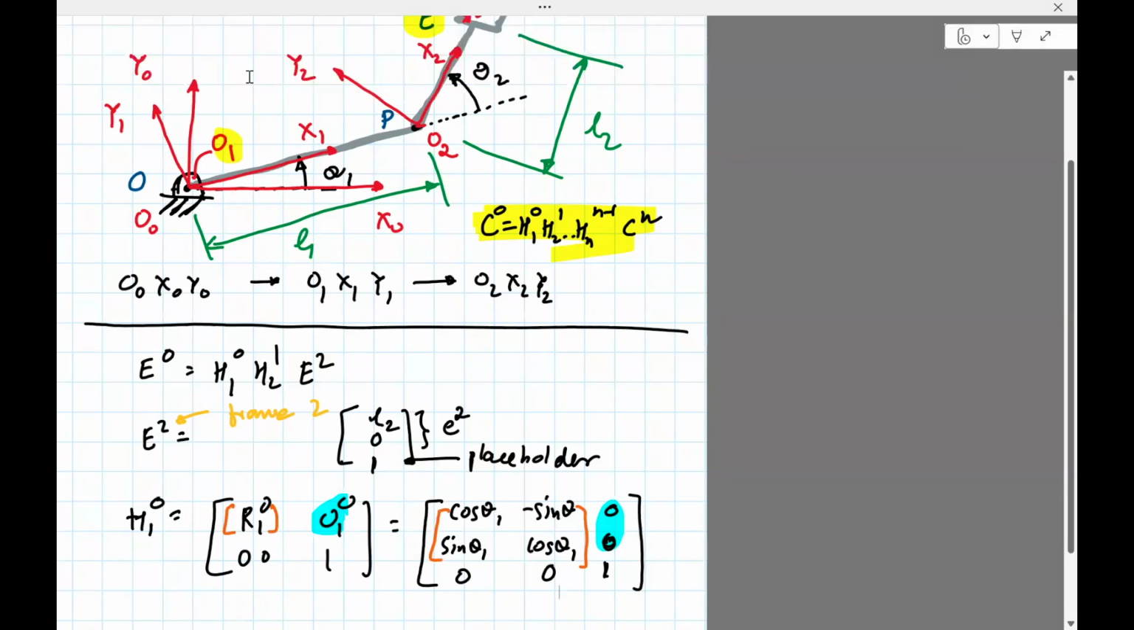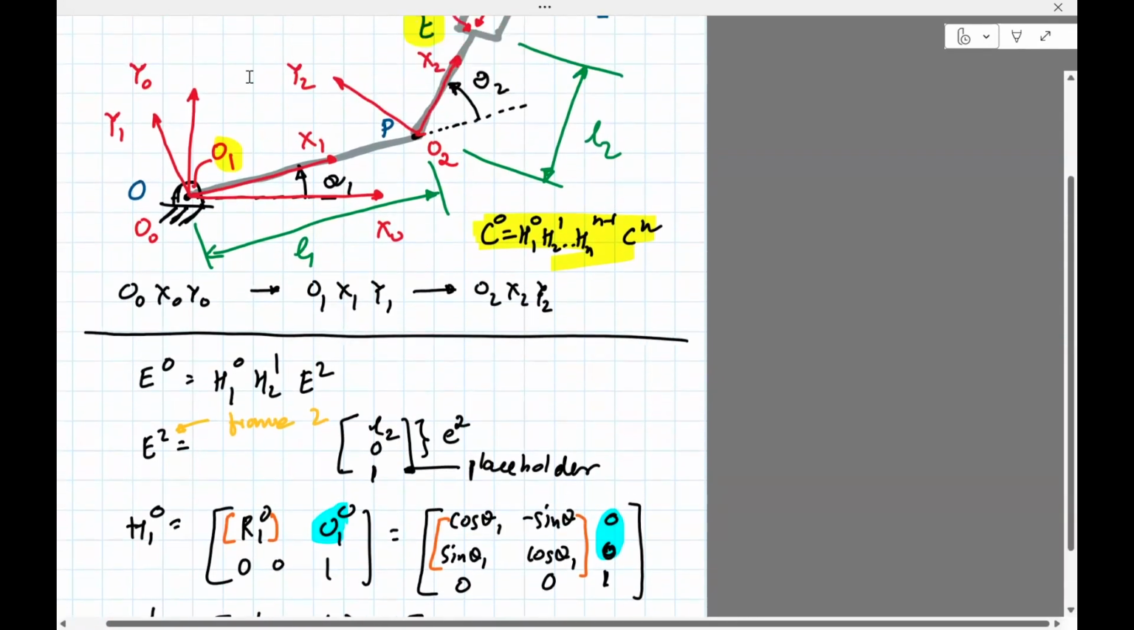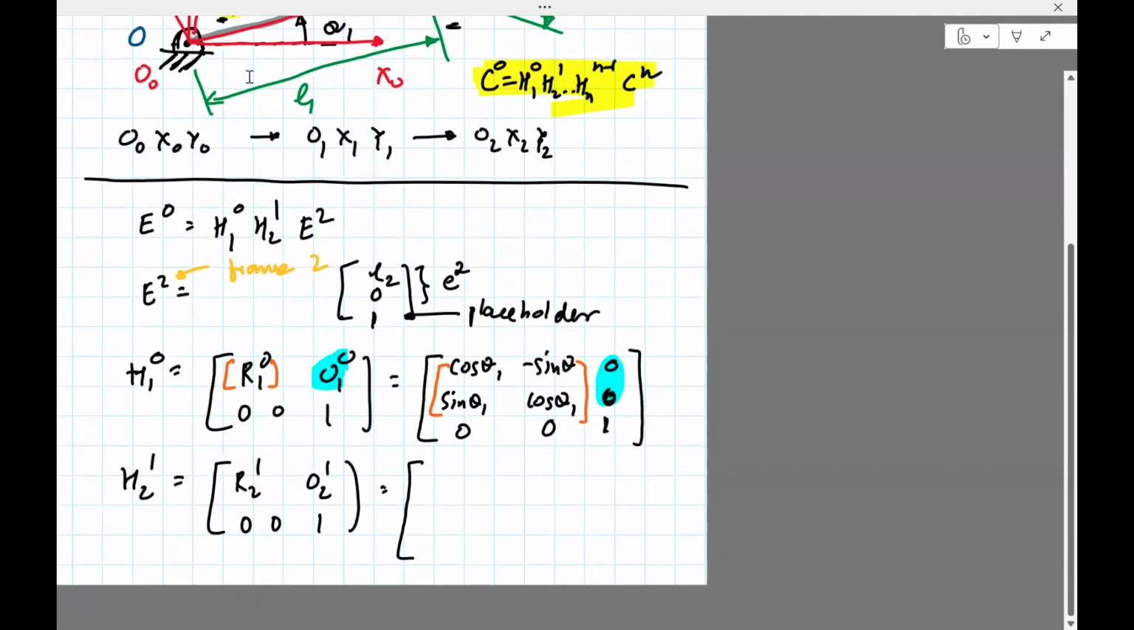Okay, now we need to write H2 with respect to frame 1. That will be R2^1, O2^1, 0, 0, 1. Okay, so R2^1 is basically how frame 2 moves with respect to frame 1. So clearly we only need theta 2 in order to describe that, right? It's because frame 1 is, you can see, tilted. So this is going to be cosine of theta 2, minus sine theta 2, sine theta 2, cosine theta 2, 0, 0.